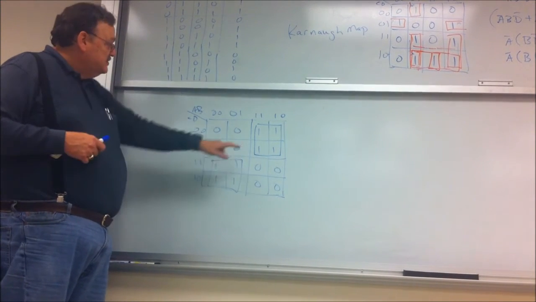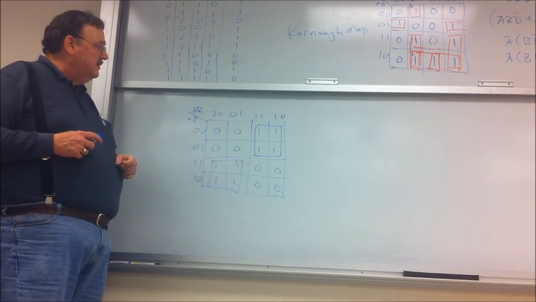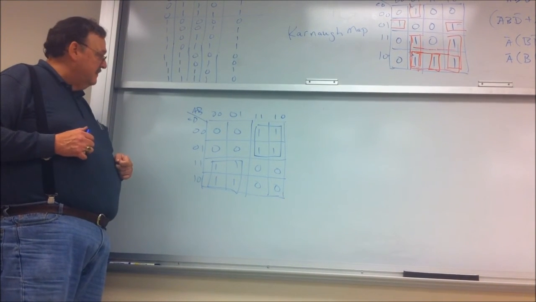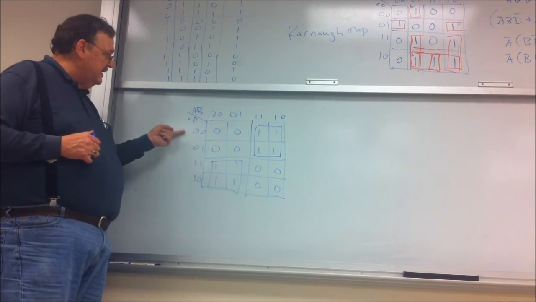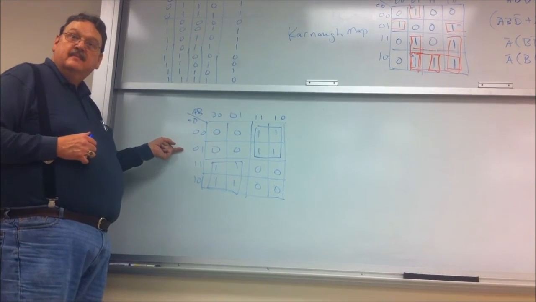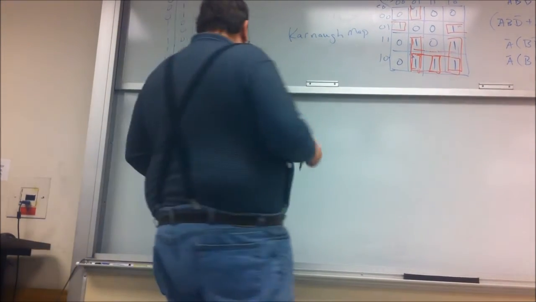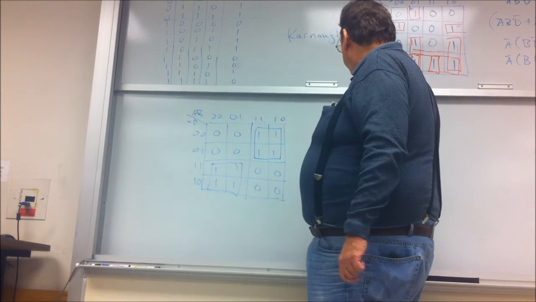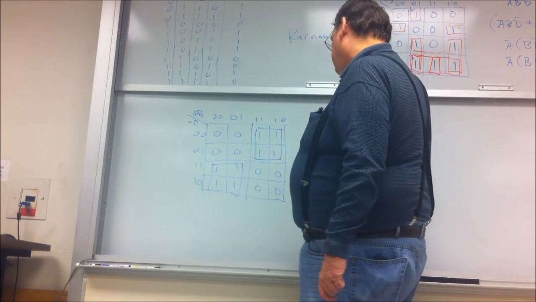Sense? So this would be what? What are my don't care conditions here? B, I don't care about B and I don't care about D. Right? So I can end up with this being A and not D, not C.